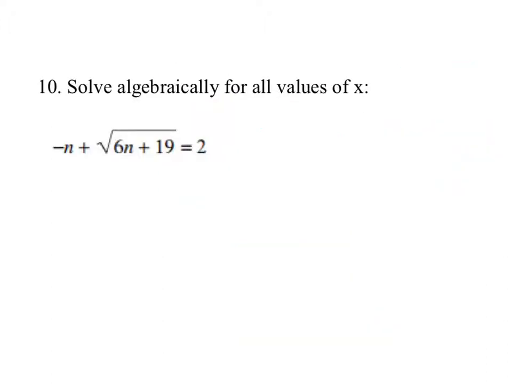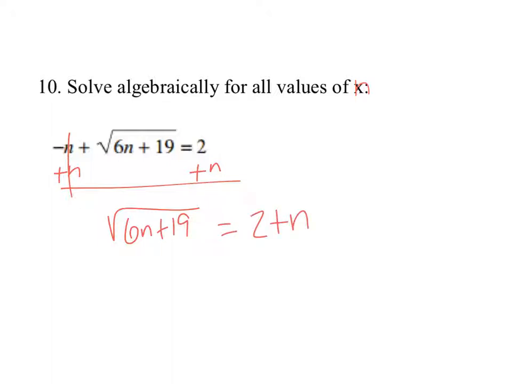The next question says, solve algebraically for all values of x. Now this is a typo, it should say n because the letter inside of here is n. This is a single radical equation, so what you do with a single radical equation is you isolate the radical. This is the radical, this whole piece. This needs to move. It's not making the radical happy. So we're going to move it over by adding it. You get the square root of 6n plus 19 equals 2 plus n.